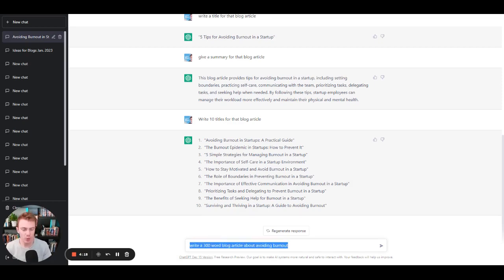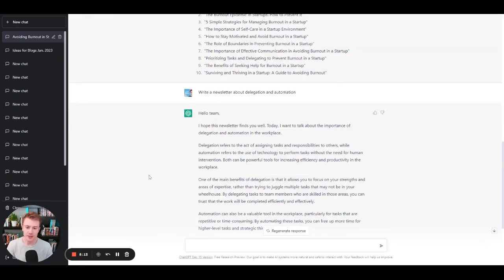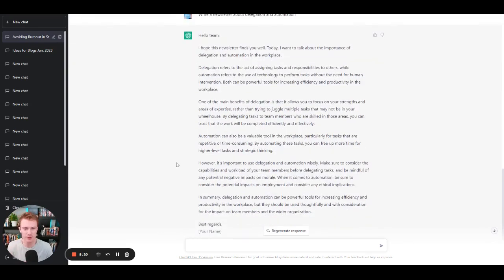The second way that we can use Chat GPT in our content creation strategy is for newsletters. So write a newsletter about delegation and automation. All right, so now ChatGPT has given us a rough template of a newsletter about delegation and automation. You can see it's in the rough structure of a newsletter.